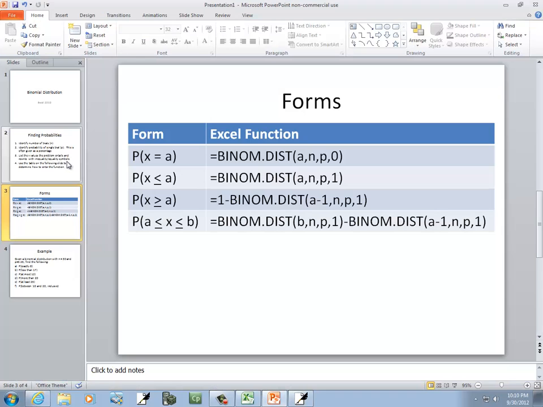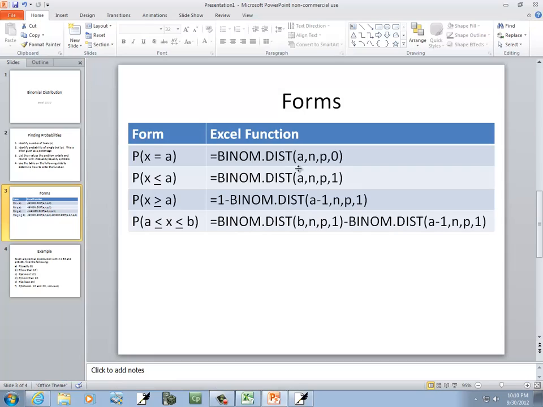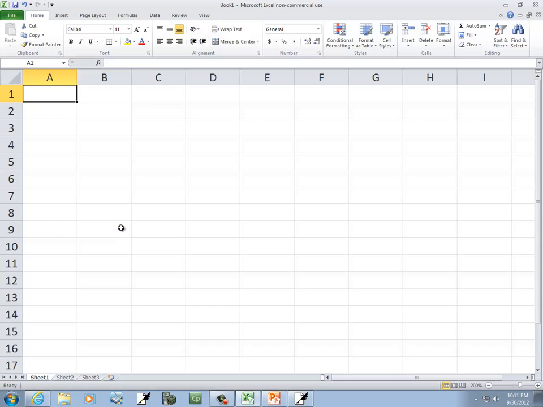So we rewrite this as equals. In Excel, it's actually an equals there. Binom dist, beginning parentheses A, which was 8, and then comma n, which is 30. And then 0.25, our p, right here, and then 0. 0 means that it's not cumulative. 0 represents false.